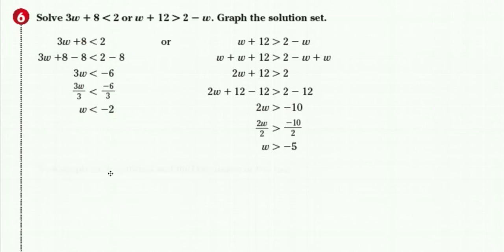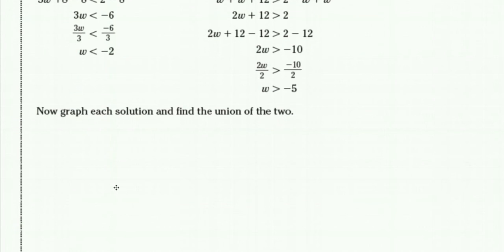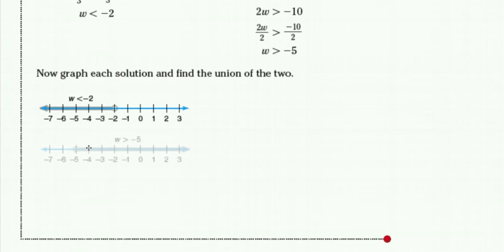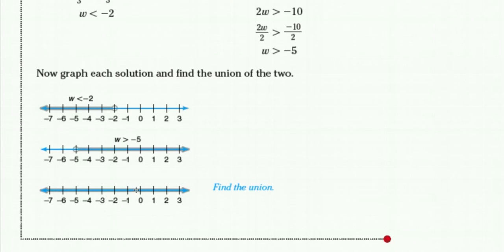If we graph the solution and find the union of the two, union is simply putting them together. We have w less than -2 as an open dot on -2 going to the left, and w greater than -5 as an open dot going to the right. Now look closely. If we put these two graphs on top of each other, what would be the solution set? If we merge those two graphs, you'll have a straight line all across your number line.